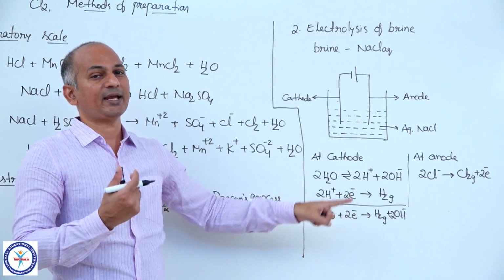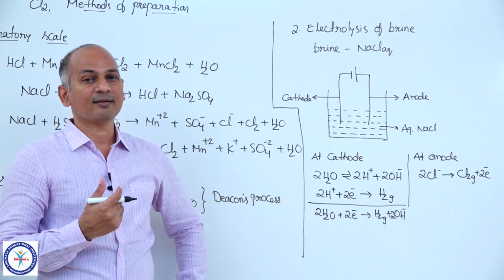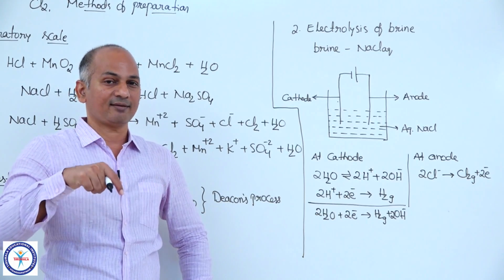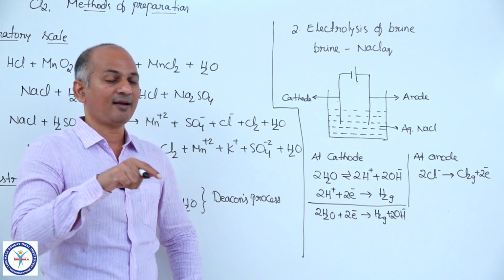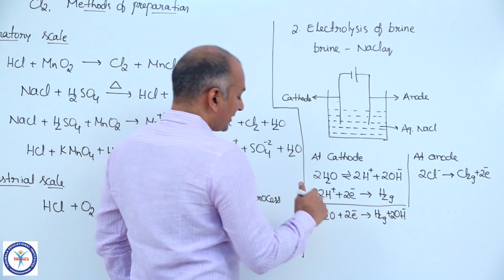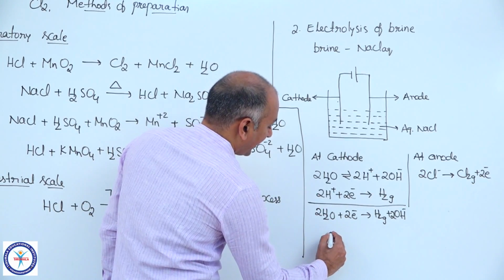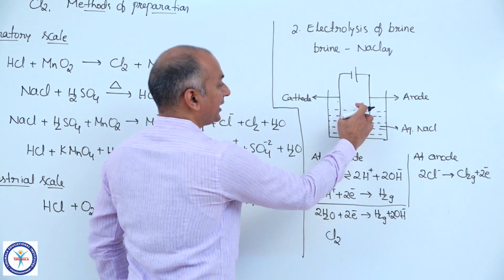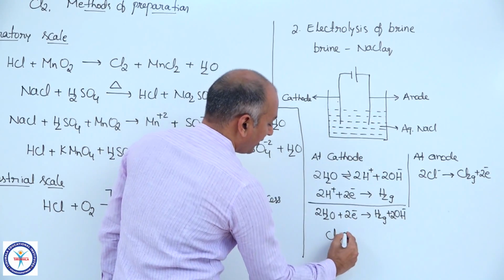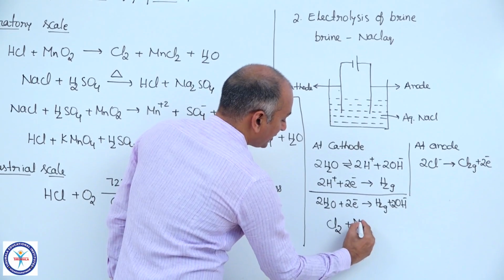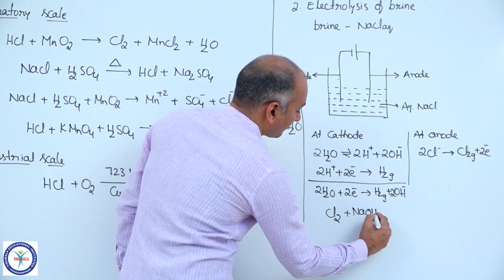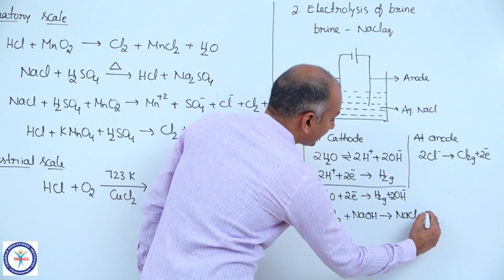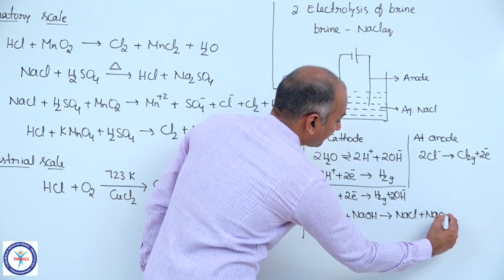Now suppose you take a glass rod, and with the help of that glass rod, you constantly stir that electrolyte during electrolysis. When you constantly stir that electrolyte, a reaction happens: the Cl2, which is being liberated at the anode, reacts with NaOH, that gives NaCl plus NaOCl.